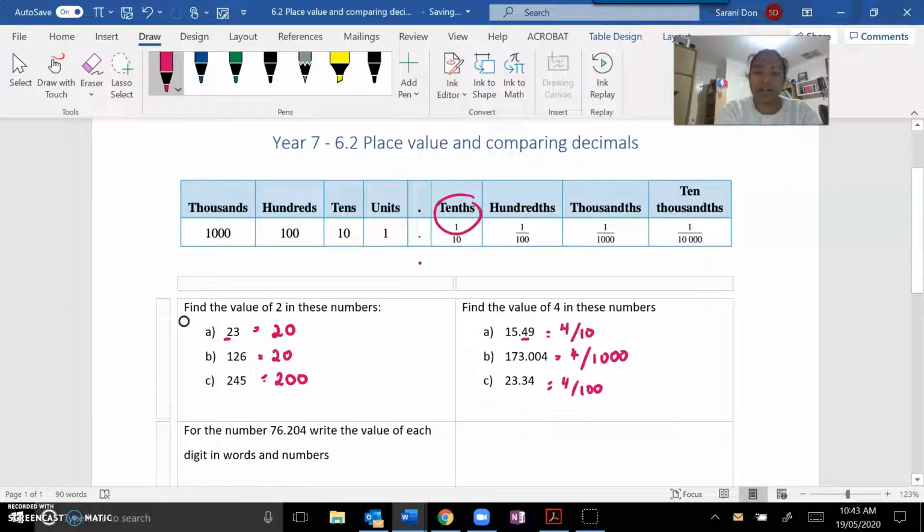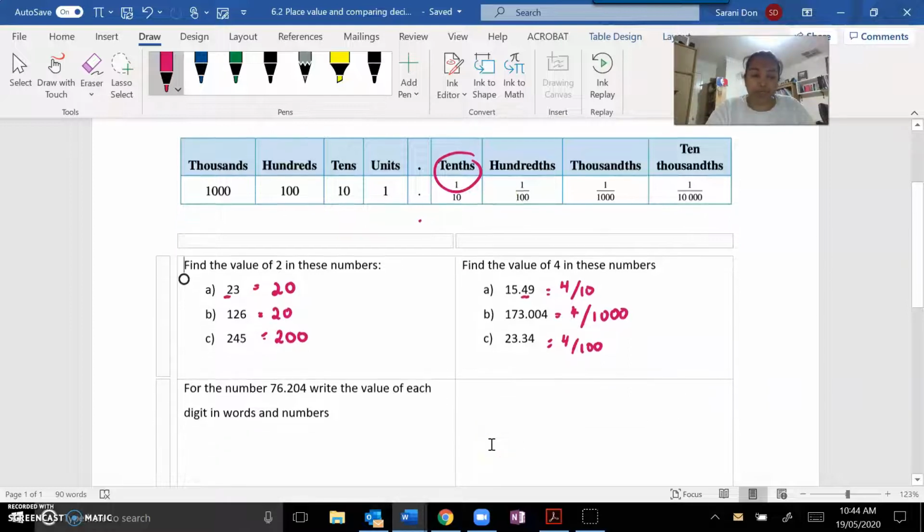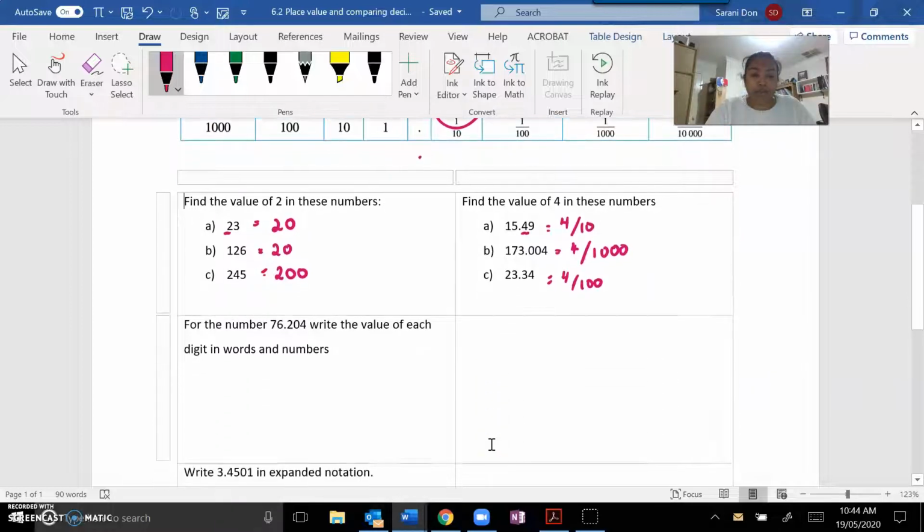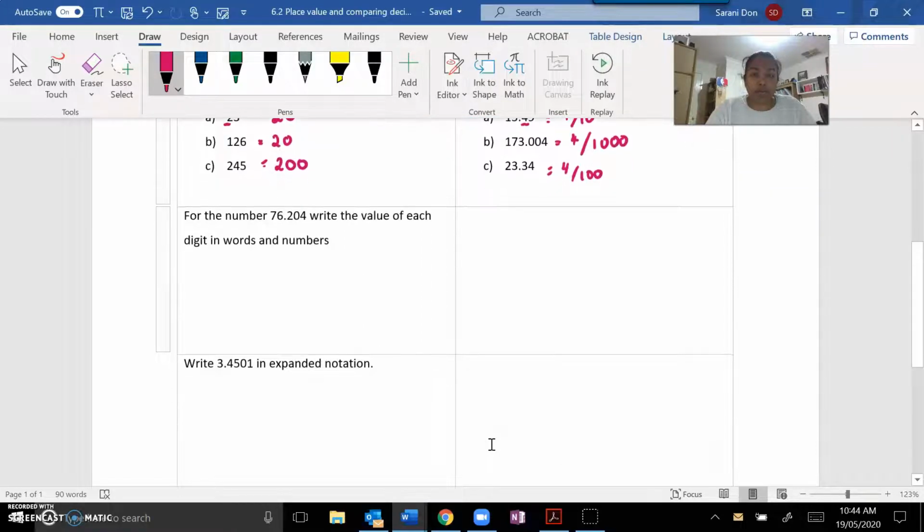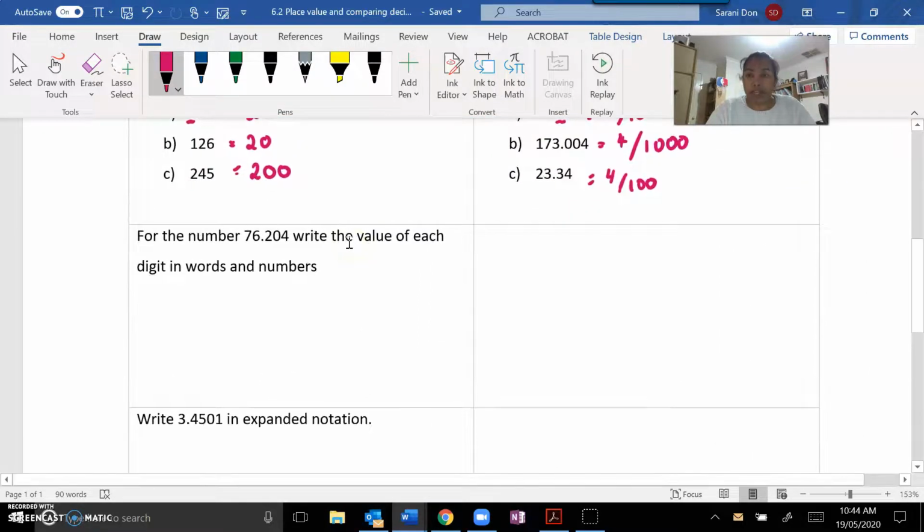So that's what this chapter is really about. We give you a number, and we can ask you what the place value is. So where is it located using that table, and what the number actually represents. All right, this one. Have a go at this one. I want you to try yourself. Pause the video and try this one.